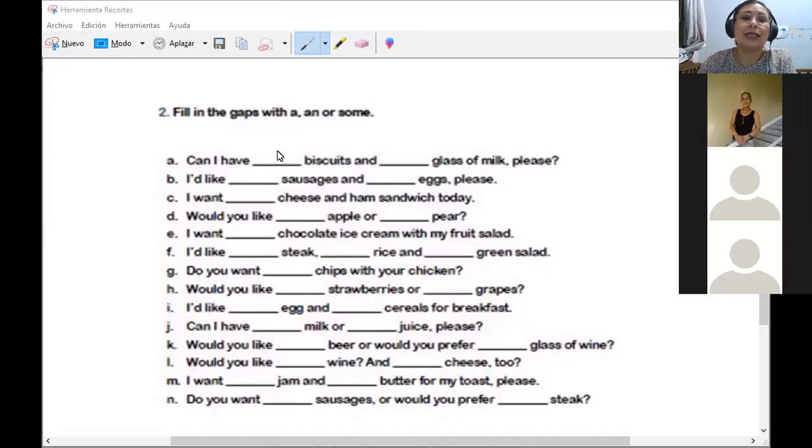En el caso de la que estaban ustedes haciendo, que dice, I like egg and cereals for breakfast. Entonces digo, I like an egg. ¿Por qué an? Porque el egg comienza con vowel sound. Con sonido de vocal. Entonces yo digo, I'd like an egg and some cereals. Cereals, plural. So I use some cereals for breakfast. I don't know if it guides you. ¿Les guía un poco eso? Some para plural, ¿verdad? Y an para singular. Okay, excellent.